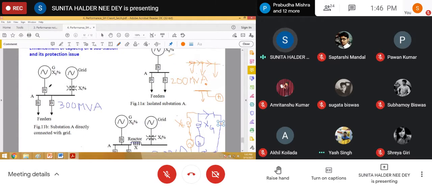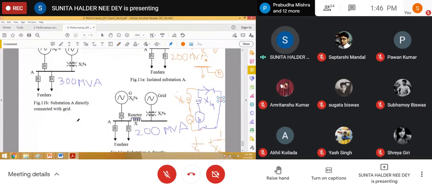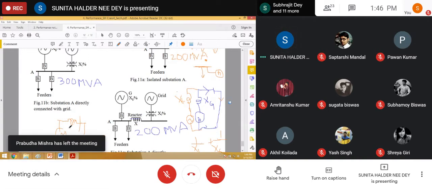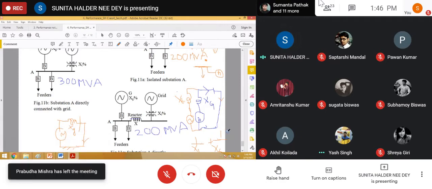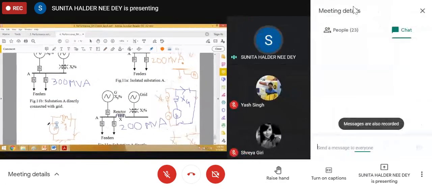Here the generator is connected to the bus. If this is the bus, then the generator is connected through a reactance. So this is the connection. This is the reference. Now I am calculating the fault current at the bus, which means the bus is connected to ground. So this is the thing. Could you follow? Yes, ma'am. This is XT.